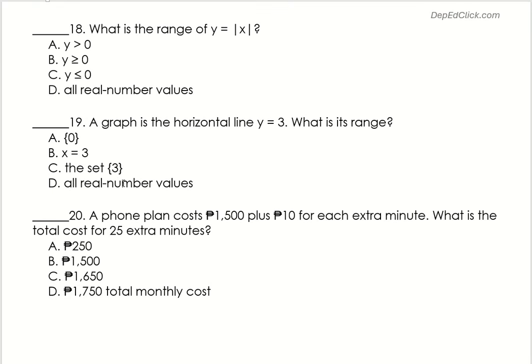18. What is the range of y equals the absolute value of x? For 18, all values will be positive. Since absolute value is the distance from 0, yung distance natin laging positive. Greater than or equal to 0 dapat. 19. A graph is the horizontal line y is equal to 3. What is its range? So for 19, that's 3.